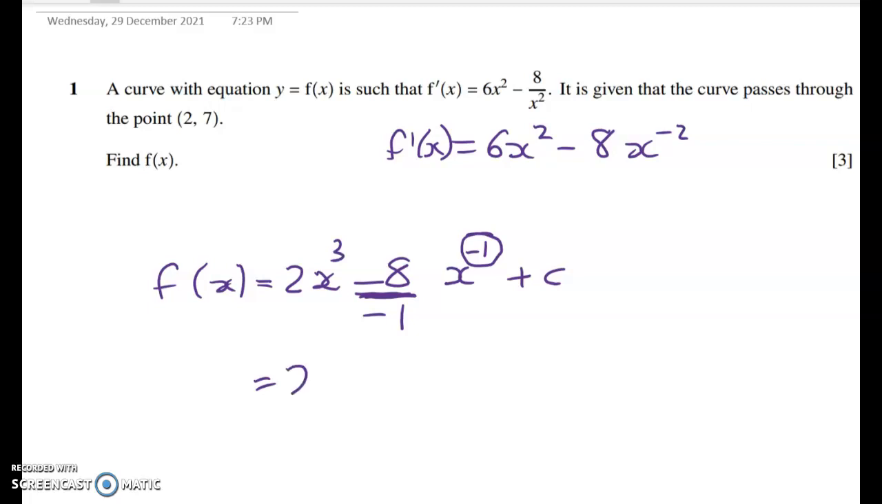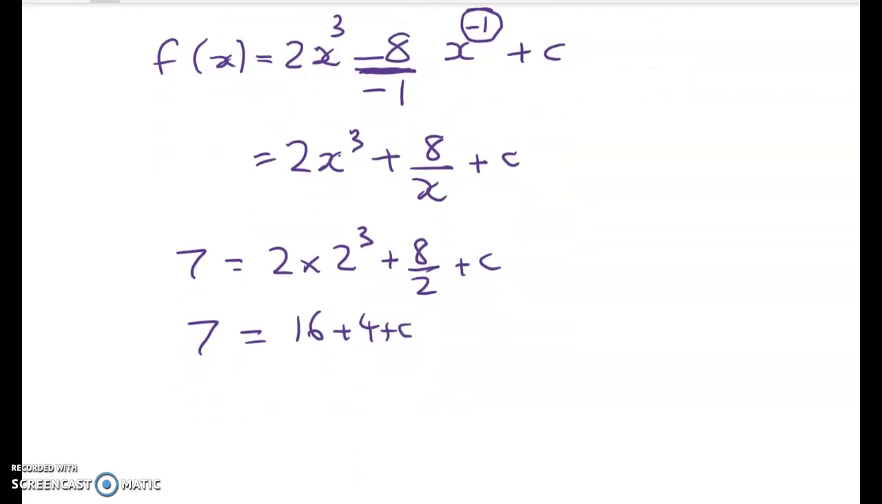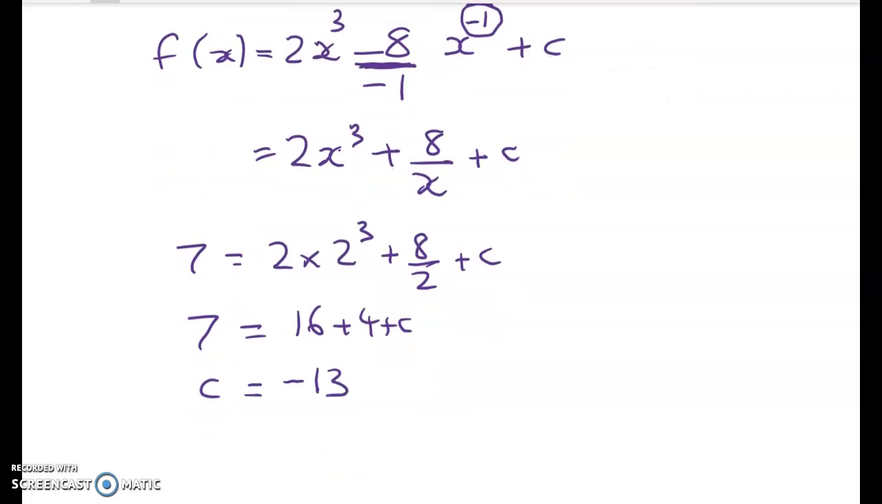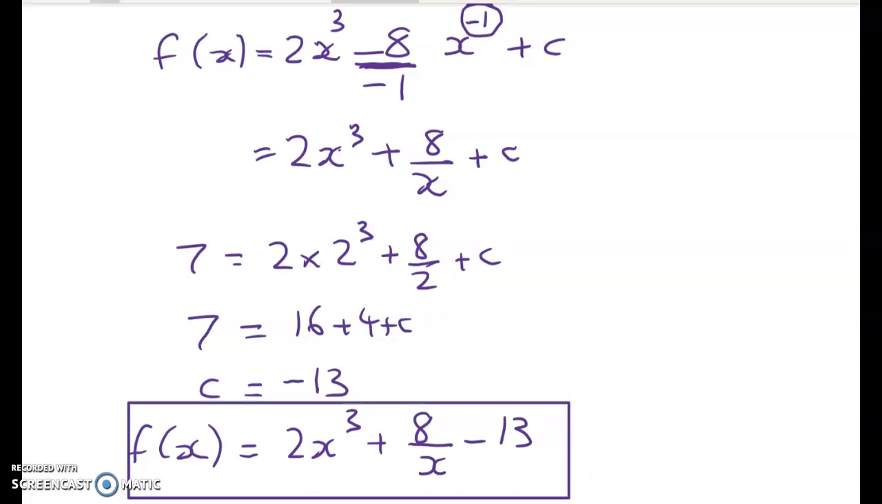Okay, so cleaning that up, we get 2x cubed plus 8 over x plus c, and we can check that back and see that we do in fact get to this. The last thing that I've got to do is substitute in that point (2, 7), so we get 7 is equal to 2 times 2 cubed plus 8 over 2 plus c, giving me 7 is equal to 16 plus 4 plus c, which leaves us with c is negative 13, and the original function is 2x cubed plus 8 over x minus 13. Okay, so there you go. That's the first 3 marks of the paper done.